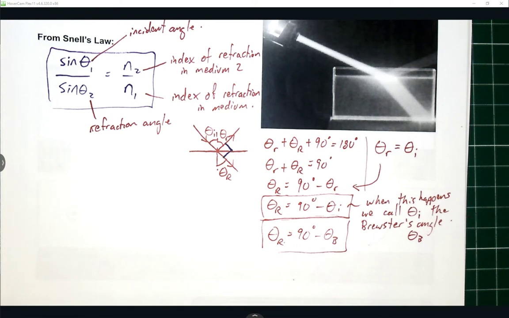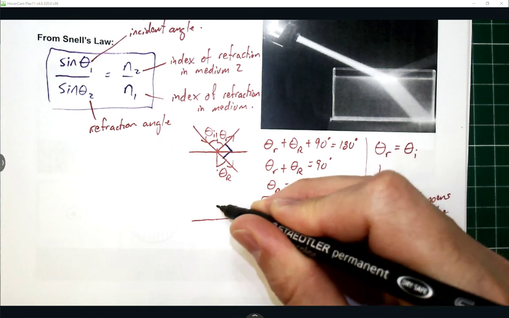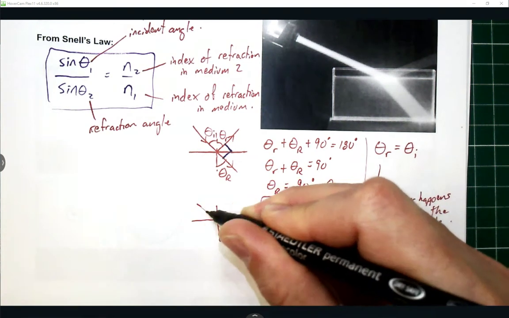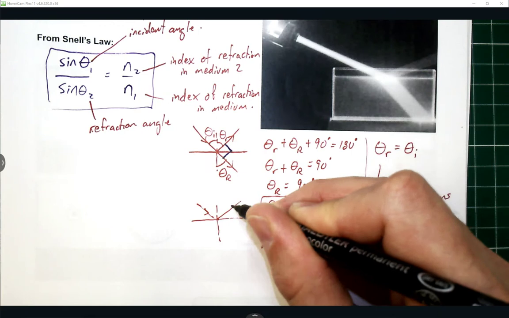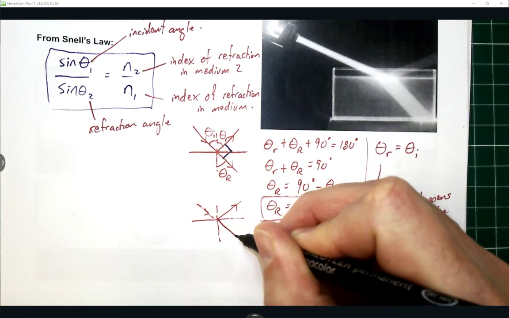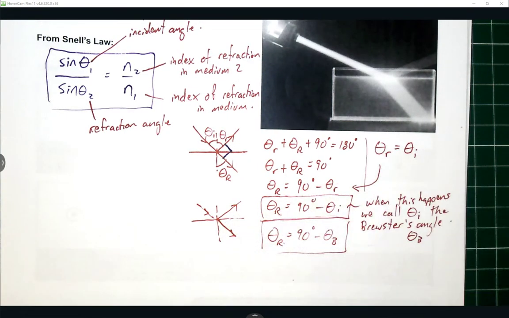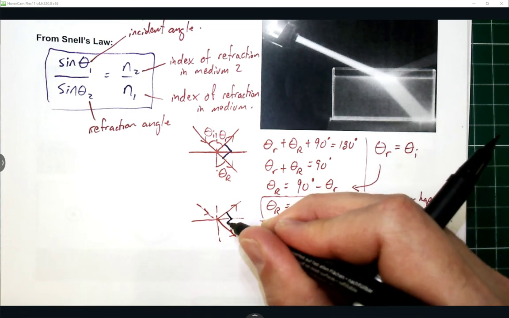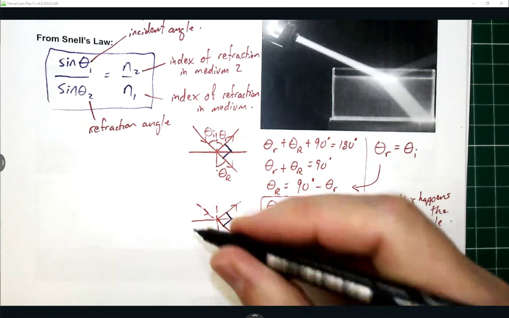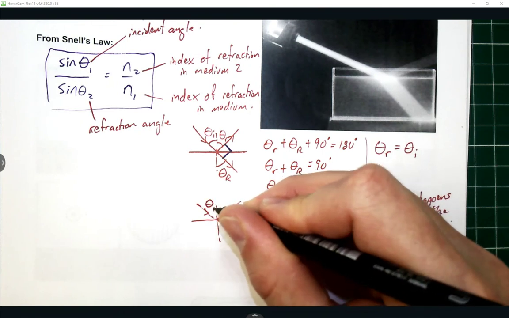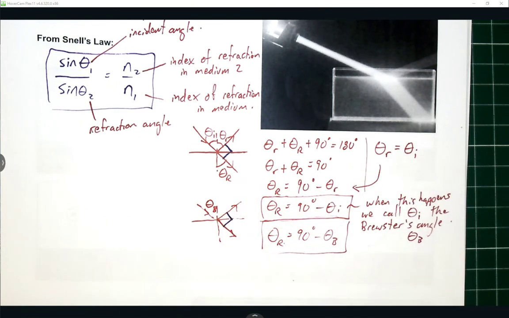So we can go back to our diagram. We could redraw it. Exact same diagram, really. We're just renaming things. Here's our 90 degrees. And we say, okay, well, theta I is actually going to be called theta B now, because it's the special angle where that 90 degree happens. Okay?